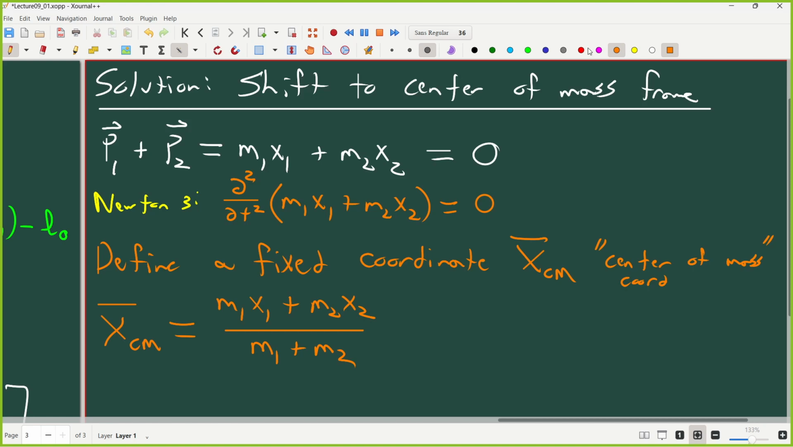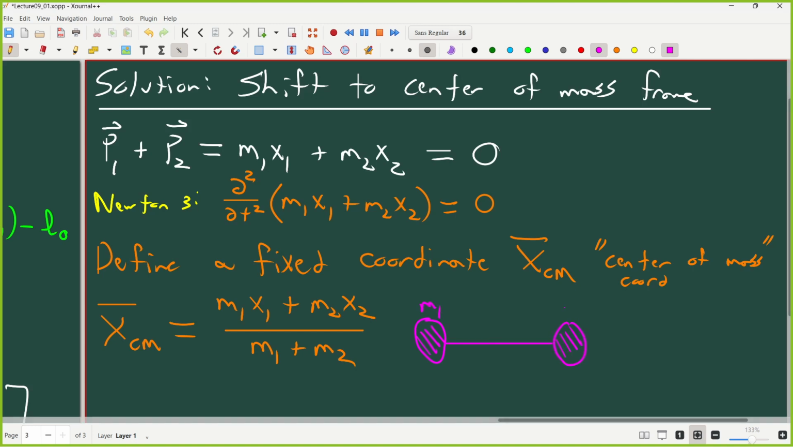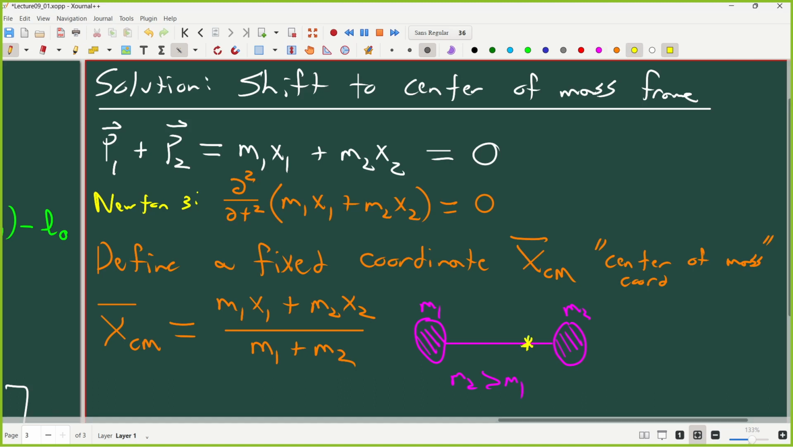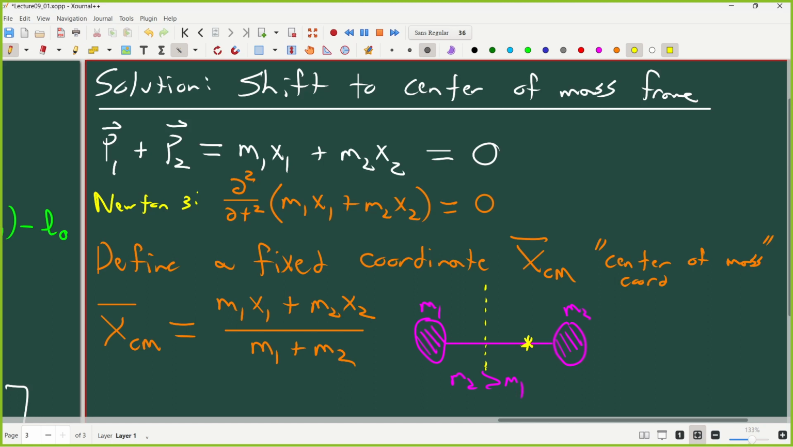So I'll just draw that. Here's M1. Here's M2. Let's assume that M2 is greater than M1, so it's bigger on the right side. That means that the center of mass is going to be somewhere closer to M2. Here's the middle of the molecule, the fulcrum. You can think about it like a seesaw. The center of mass of a seesaw depends on the masses of the people riding it. If you've got a big person on one side and a little person on the other side, the fulcrum is going to be closer to the big person. We'll do the same thing.